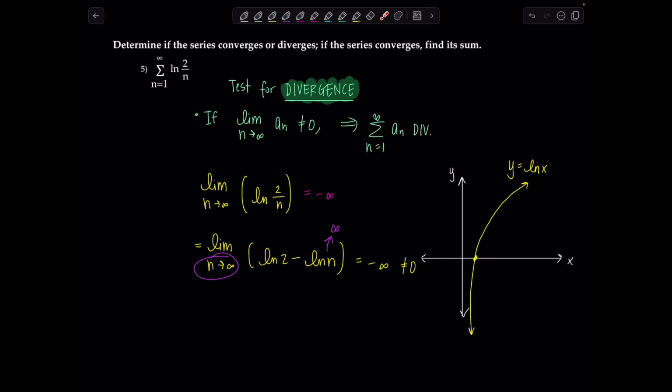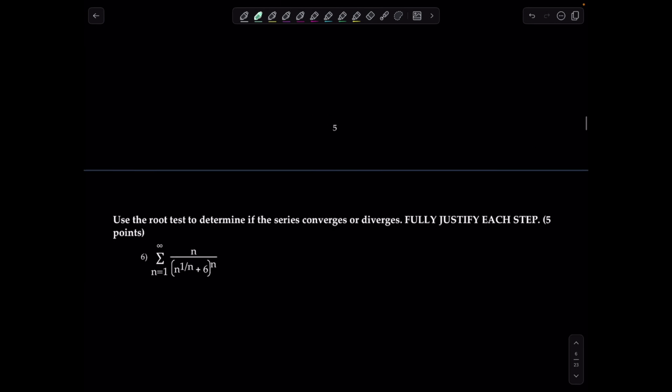And what do I know? If the terms don't go to 0, if the limit of the terms is not 0, then the series diverges. So then this tells me that the sum, n equals 1 to infinity, natural log of 2 over n diverges, and I would say by the test for divergence, because that was what you used to make that conclusion. Okay? Good. Okay, moving on.